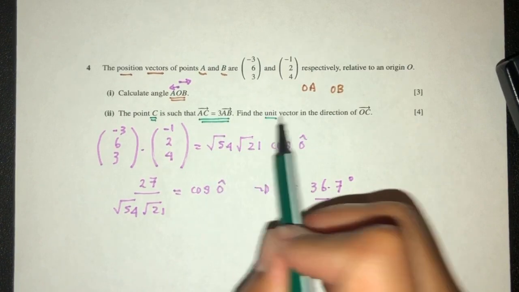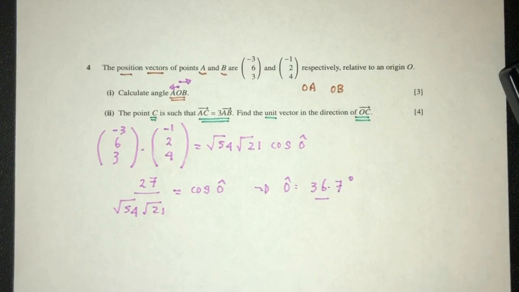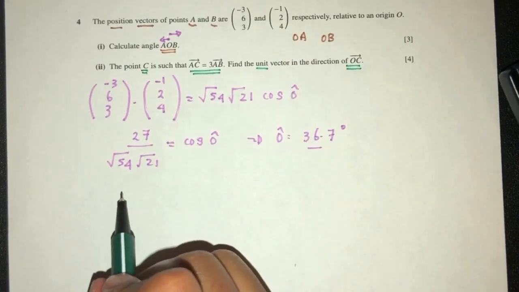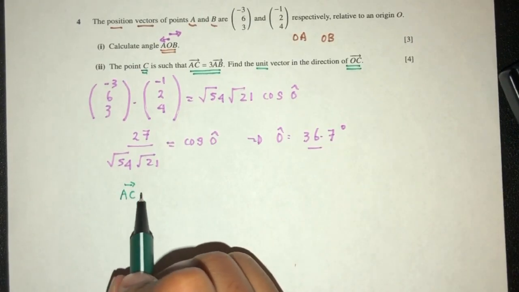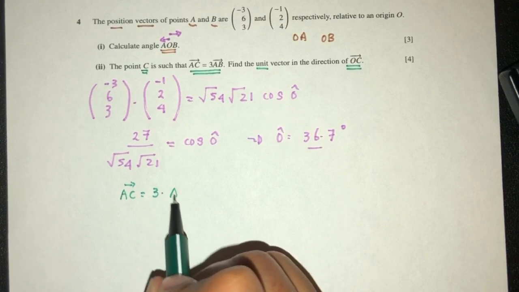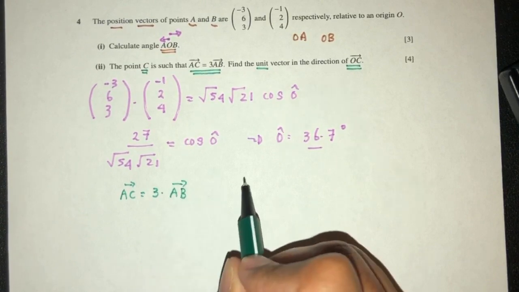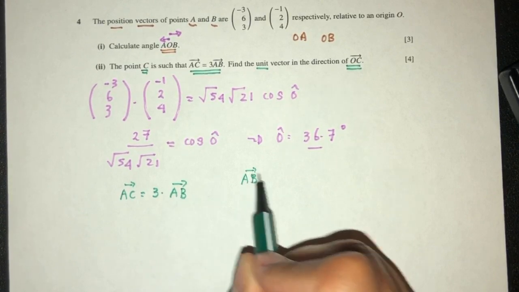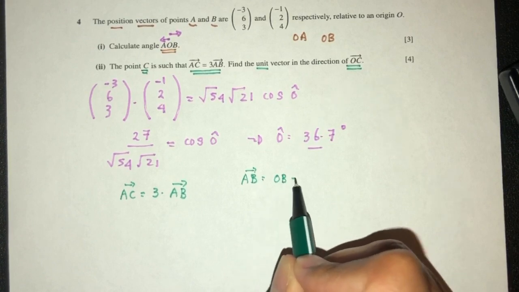Find the unit vector in the direction of OC. So first we have to find OC, right? So here we have AC is given by 3 times AB. We must first find AB. So AB by definition is going to be OB minus OA.